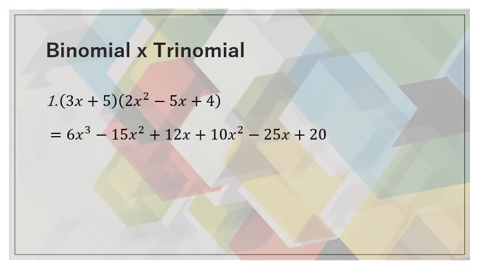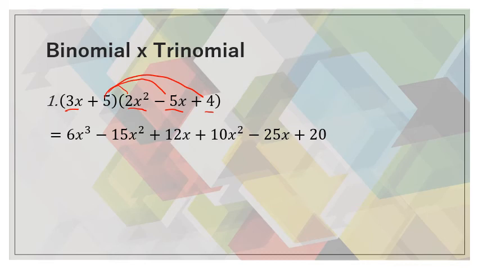Let's look at some examples. So say we want to multiply 3x plus 5 by 2x squared minus 5x plus 4. So 3x multiplied to 2x squared is 6x cubed. Then 3x multiplied to minus 5x is minus 15x squared. And then 3x multiplied to 4 is 12x. Now we multiply 5 to 2x squared and we get 10x squared. Multiply that to minus 5x and then we get negative 25x. And multiply that to 4 and we get 20.